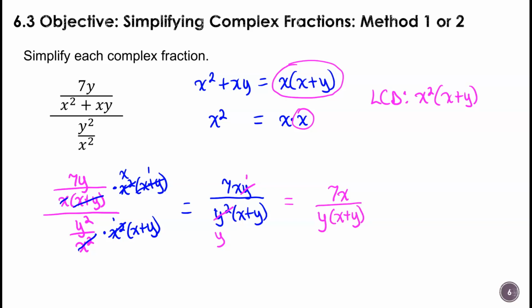And that's as much as that simplifies. So several steps there, you know, because you had to really factor some just to figure out your LCD and then go from there.